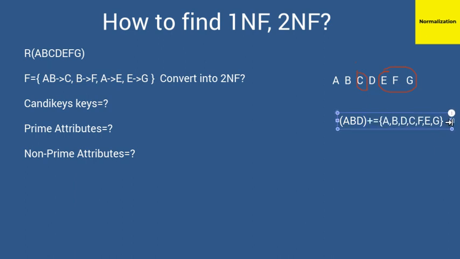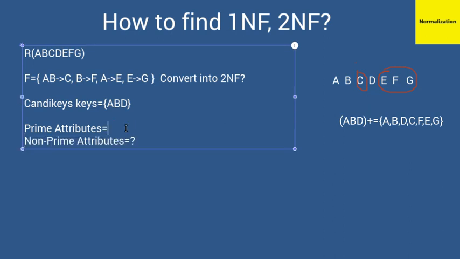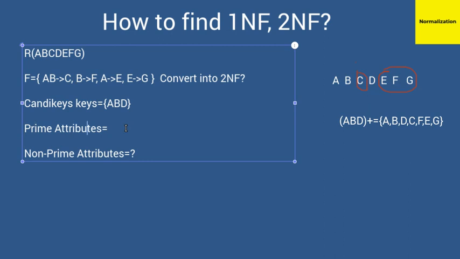It is as simple as that. There is only one candidate key here, though there can be more than one candidate key. So what are the prime attributes? Only one candidate key, so include all its attributes: A, B, D. Next, what are the non-prime attributes? You will get C, E, F and G. It is not A, B, D; it is A, comma B, comma D for the key.